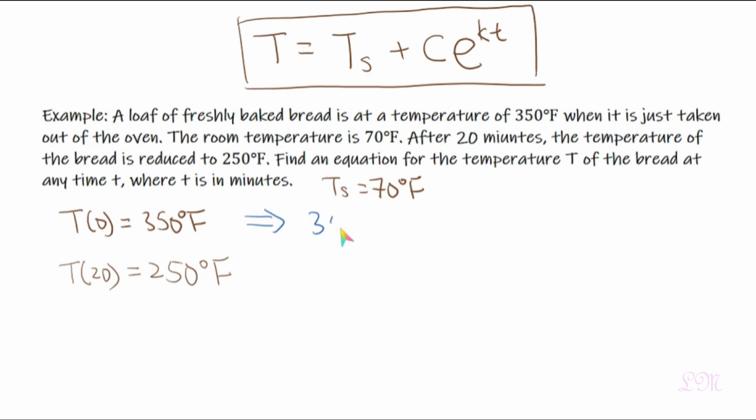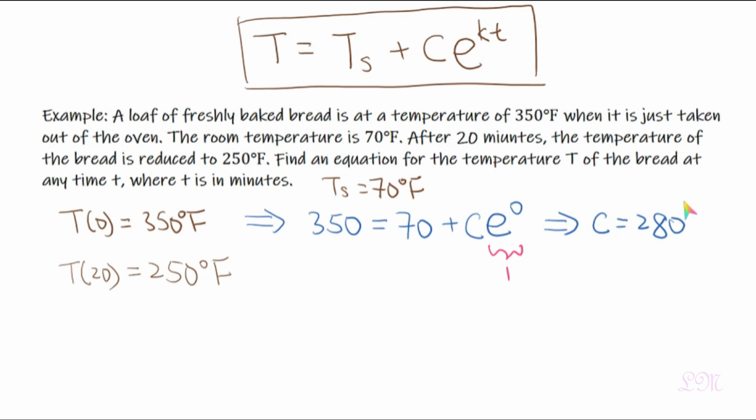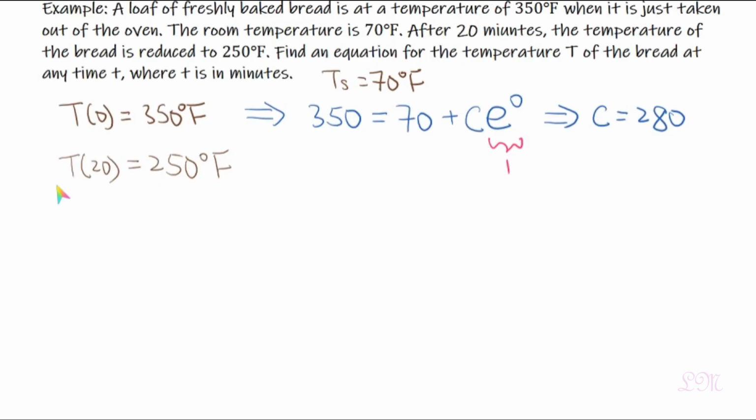By plugging in the initial condition to the equation on the top, we get 350 equals T sub s, that's 70, plus C times e to the k times 0. So that's just e to the 0. E to the power of 0 is just 1. So we have C times 1, which is just C, so C is equal to 350 minus 70, which is 280.